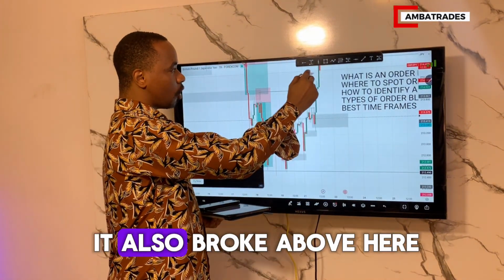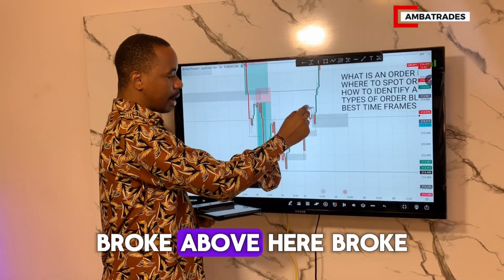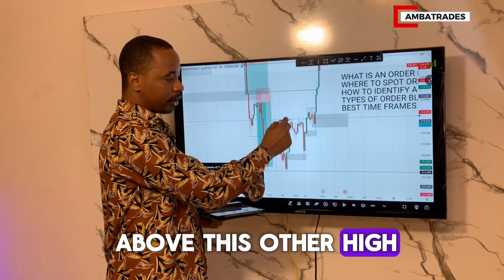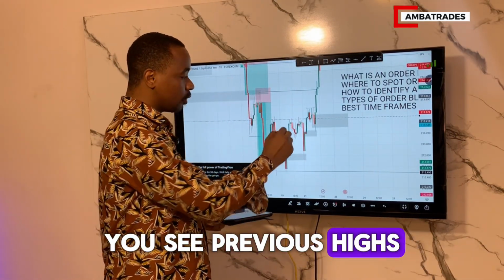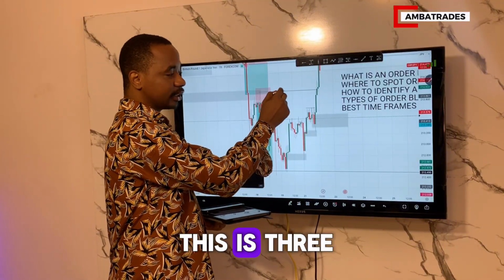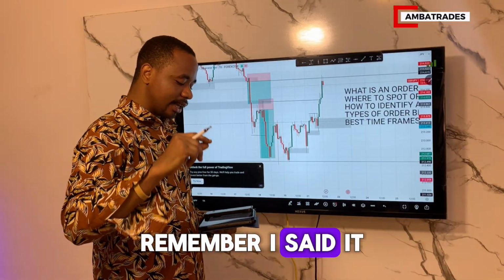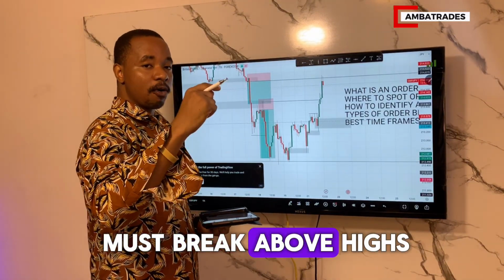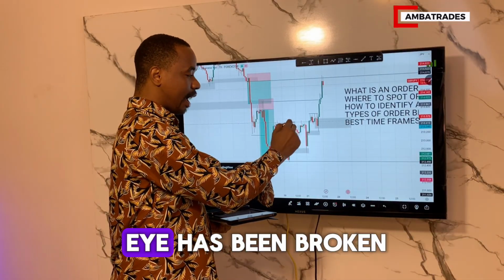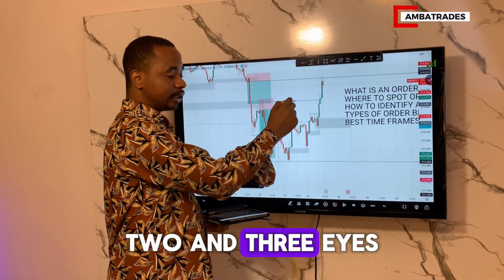That's why you saw it also broke above here, broke above here, broke above this other high. You see, previous highs, this one, this is two, and this is three. Remember, I said it must break above highs. That is it. One high has been broken, two and three highs.